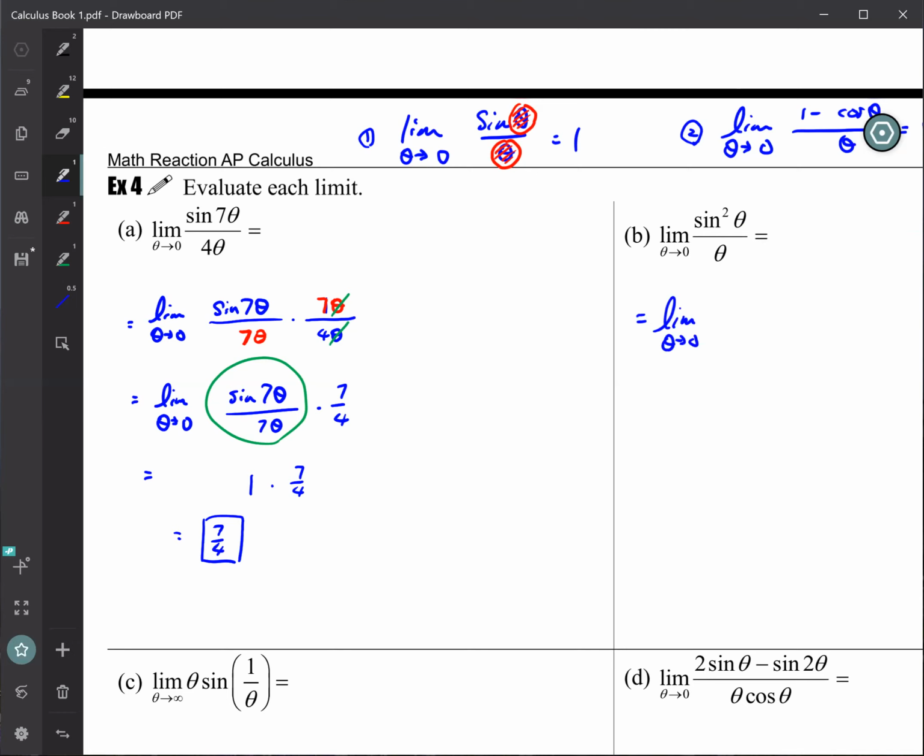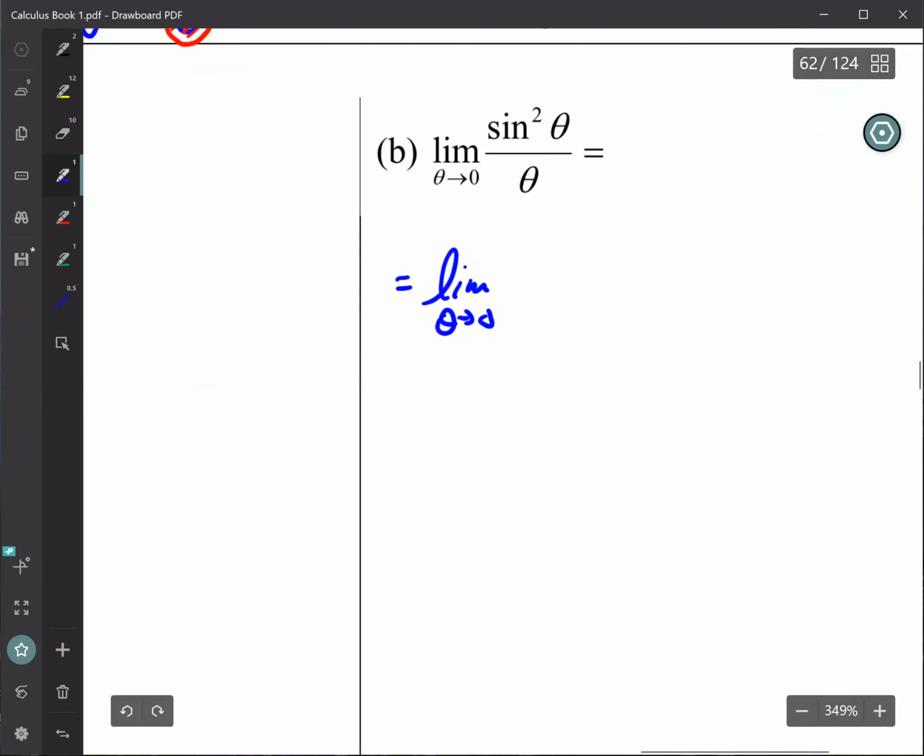Okay, so Jeffy, how did you do it? What's your first move? I split sine squared theta over theta into sine theta over theta times sine theta over 1, or just sine theta. Yeah, looks good, right? So now you have this part, you can use the identity, right? The red circle one.